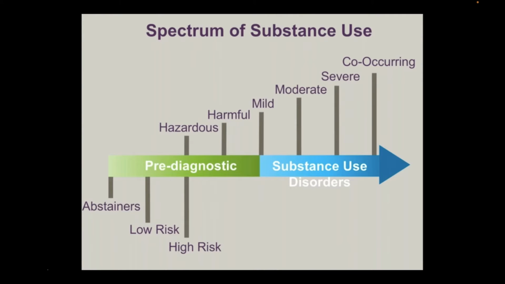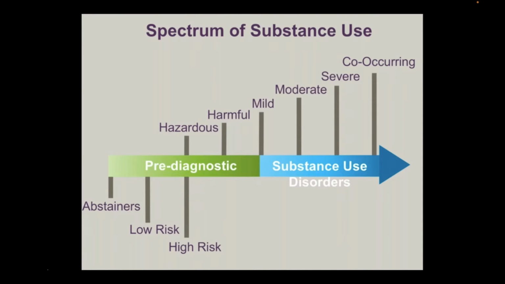In order to put this diagnosis of opioid use disorder in context, let's look at the spectrum of substance use concerns. They start from abstainers to low and then high risk drinkers, because for alcohol, we do have low and high risk amounts. For illicit substances, for obvious reasons, we do not.